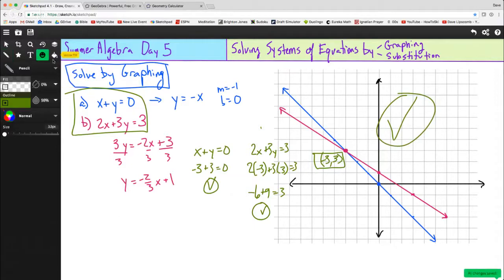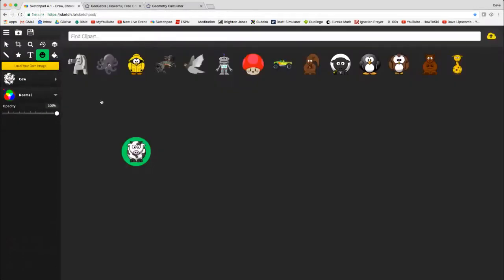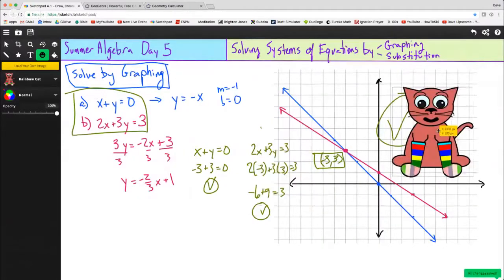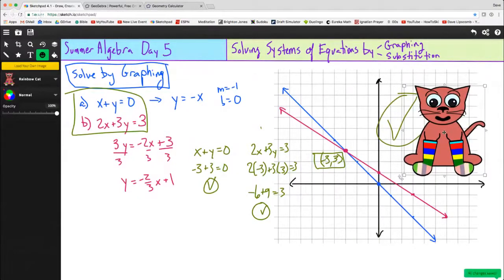Yay! Sometimes I do this thing called a happy cat. And I'm just going to show you what a happy cat looks like. And a happy cat looks exactly like that. And we can lay down a happy cat when we get correct answers.